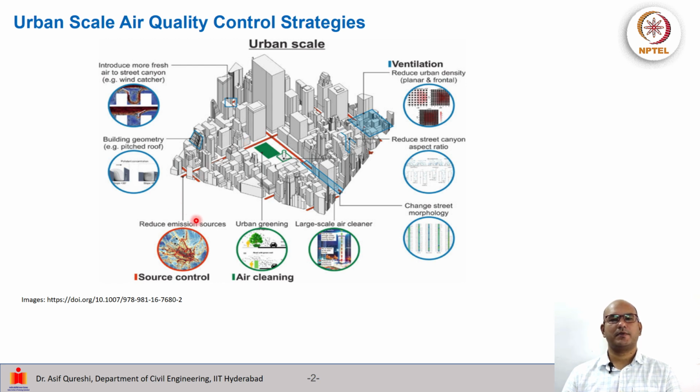Reduce the outdoor emission sources. Provide some urban greening. One can also use large scale cleaners and change the street arrangement. And finally, one can have more ventilation provision by reducing, for example, the urban density in a newly planned area, both in terms of plan and frontal density.